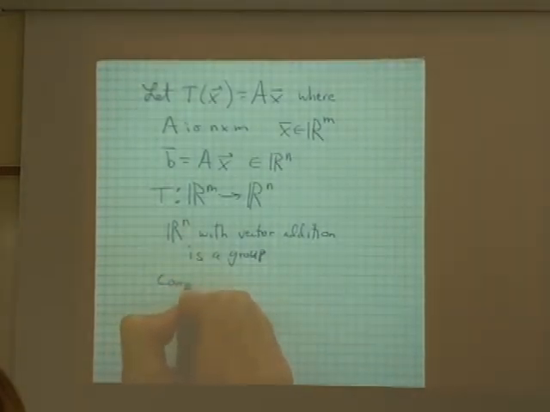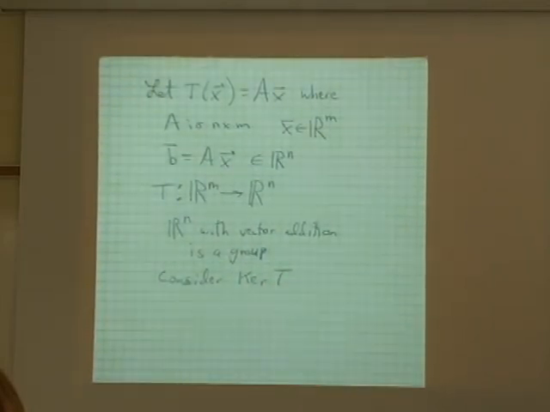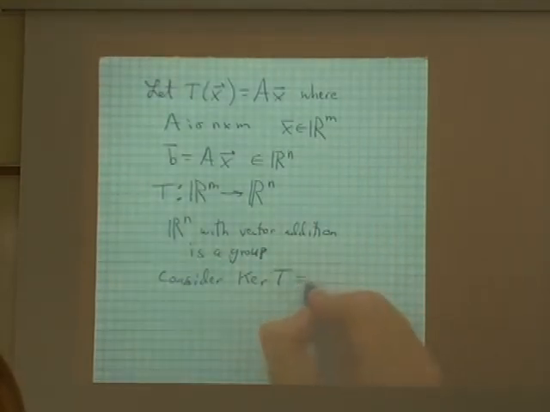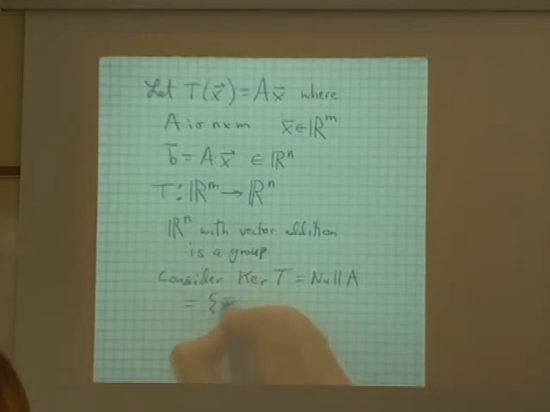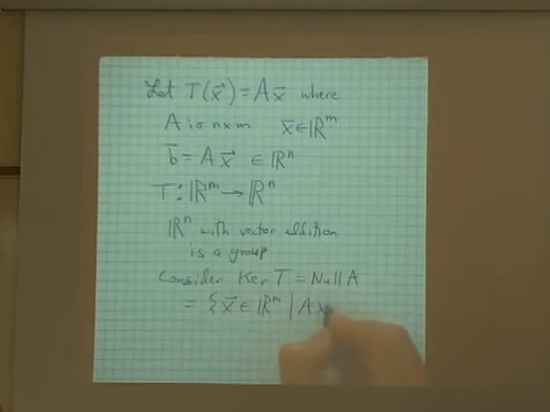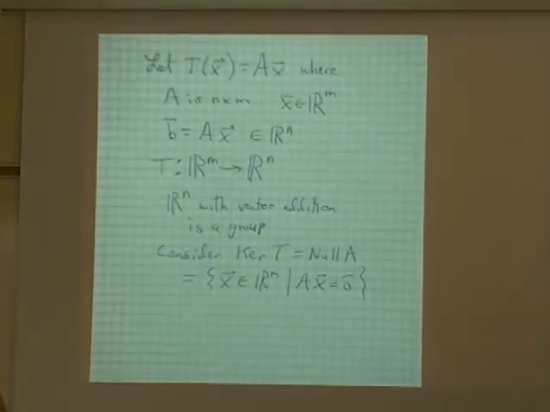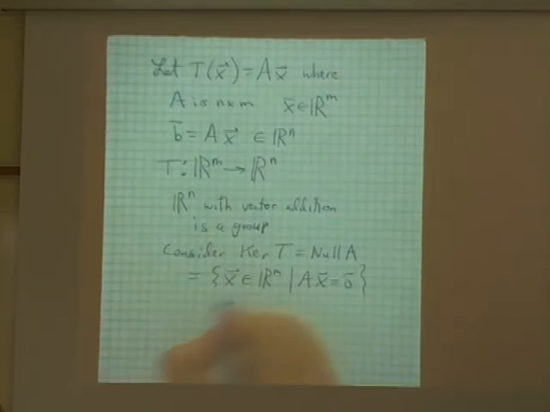Consider the kernel of that map. What a kernel is, it's the set of all things that get mapped to 0. That's the same as the null space of the matrix, which is equal to the set of all x in the source space Rm such that Ax equals 0. It's the solution set for Ax equals 0. Kernels will become really important as we go forward. I want to prove that this is a subgroup: that the kernel of T, or null A, is a subgroup of Rm.